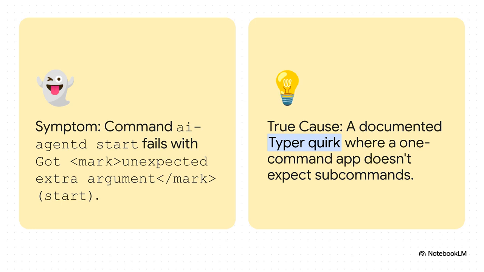Well, it turns out it's not a bug in your code at all. It's a known documented quirk in the typer library itself. If your app only has one command, typer just doesn't expect a subcommand like start. The fix? Kind of wild. You have to add a second, hidden dummy command just to trick the library into working the way you'd expect.